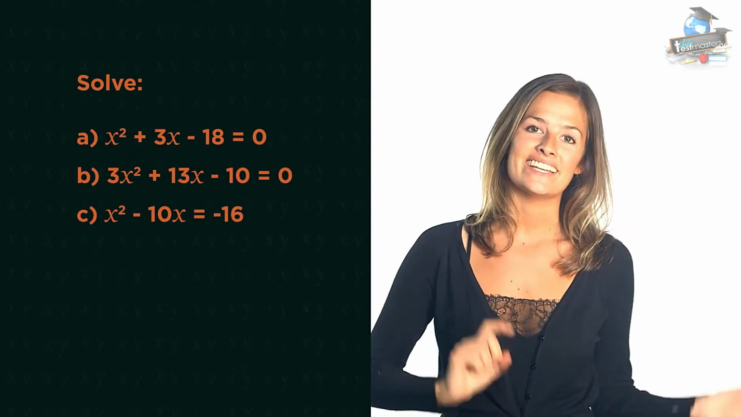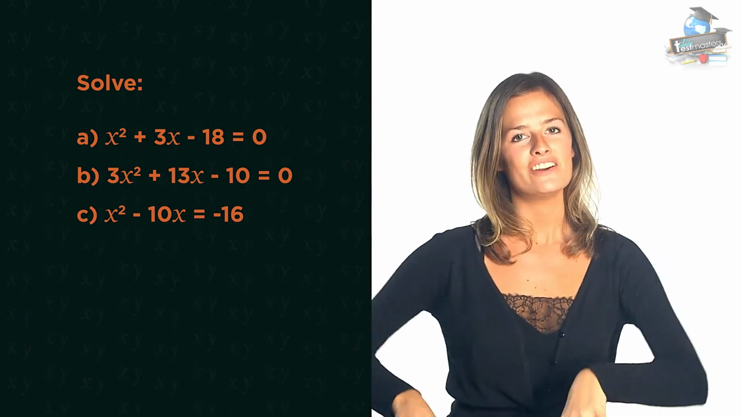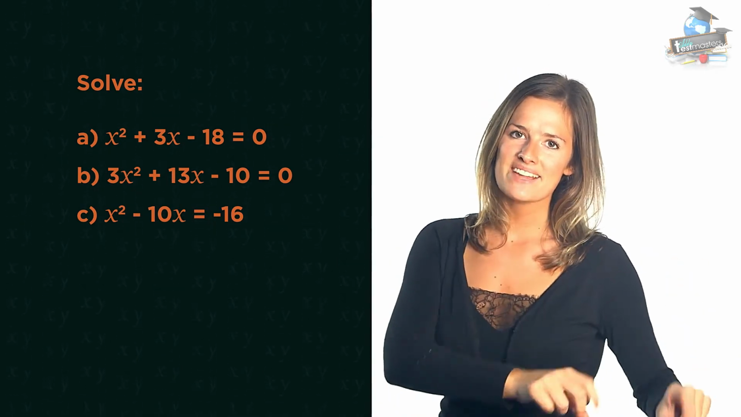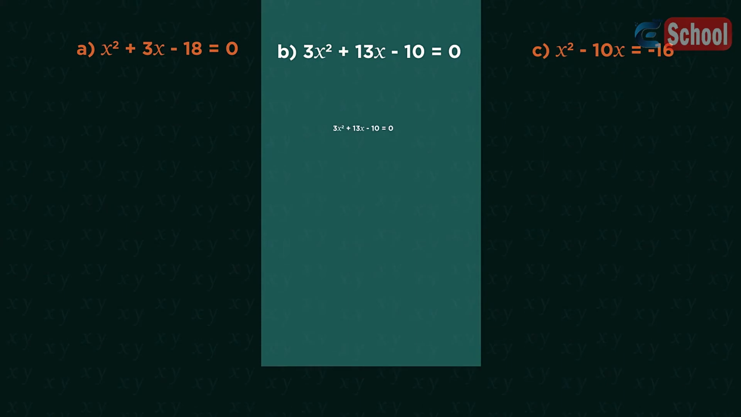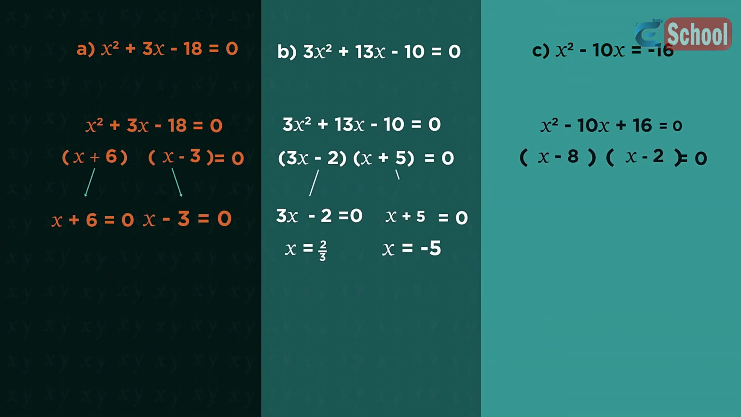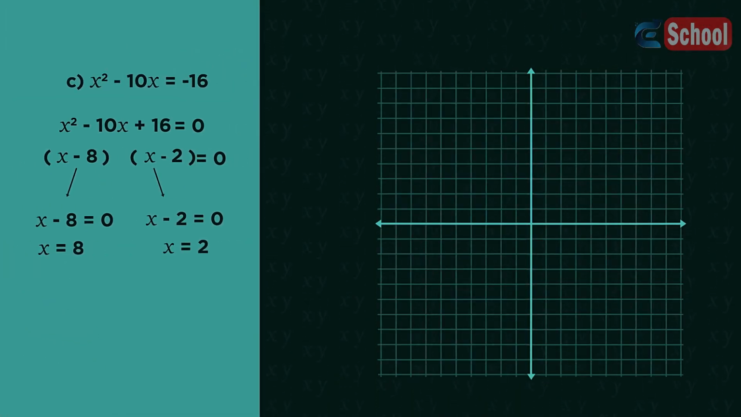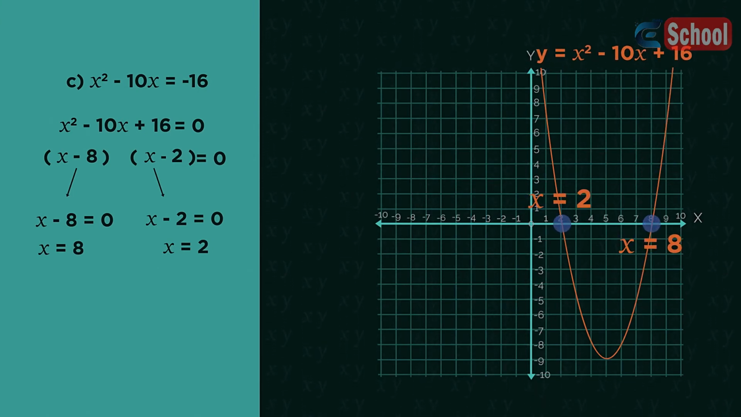Here are some questions for you to do. Remember, you need to factorise first and then solve. Pause the video, solve the quadratics, click play when you're ready. Did you get them right? So then, if we looked at the third one on the graph, it would look like this, with 8 here and 2 here.